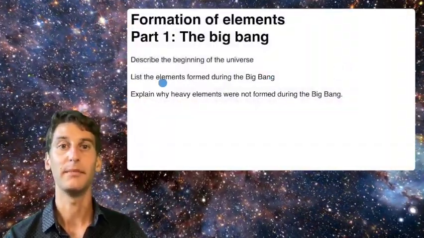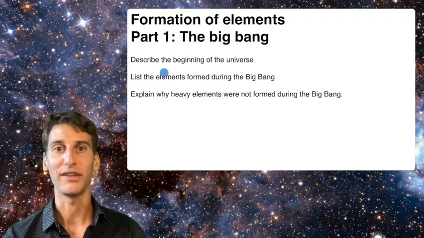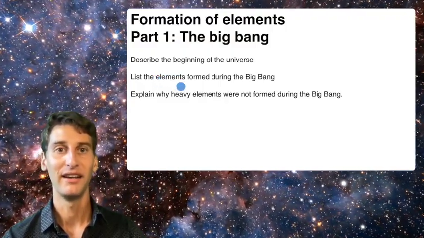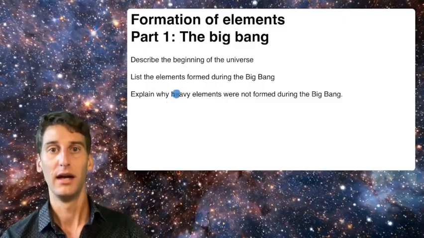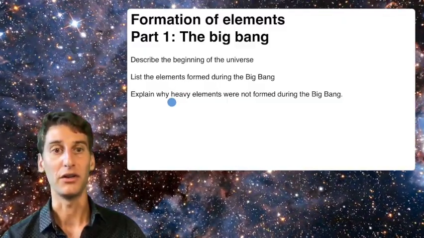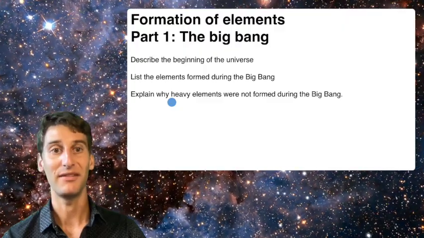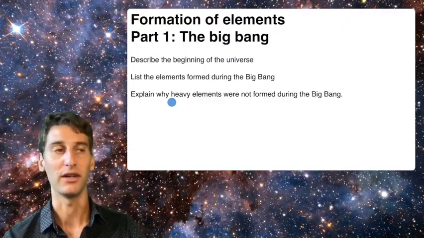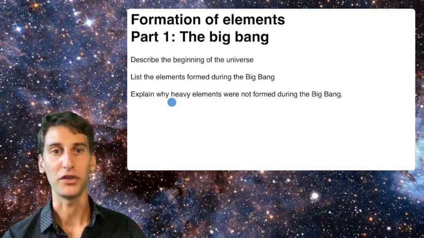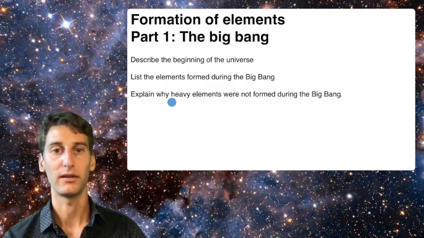Okay, so to wrap up, we described the beginning of the universe and the Big Bang, and we listed the elements that were formed during the time of the Big Bang. It's really only hydrogen and helium. Heavy elements weren't formed because there's a roadblock at mass 5. There are no stable isotopes at mass 5, and the radioactive isotopes are only around for tiny fractions of a second. So fusion couldn't happen 1 by 1, and that's where things stopped, basically.